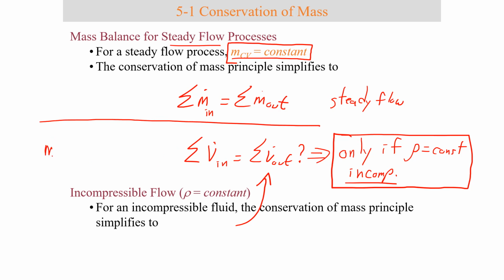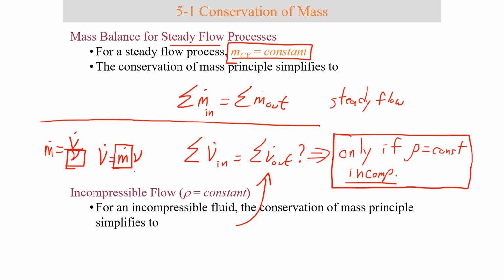Because if you think about it, volume flow rate equals mass flow rate times specific volume. For an ideal gas, my specific volume is changing constantly. My mass flow rate is conserved according to the conservation of mass. For a steady flow system, the mass flow rate in has to equal the mass flow rate out.